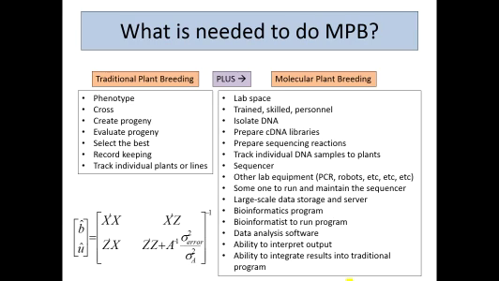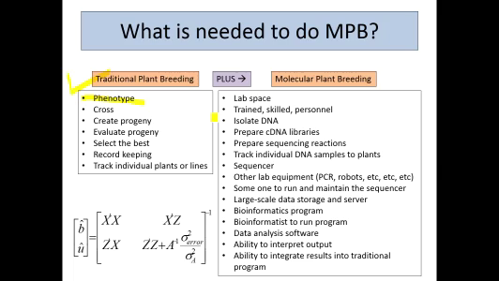So what is needed for you to do molecular plant breeding? Well, first of all, you still have to be able to do your traditional plant breeding. In particular, you need to be able to phenotype decent-sized populations accurately to get high heritability. Then, of course, you have to do everything else you do in traditional plant breeding, plus all these things that are in the box to the right.